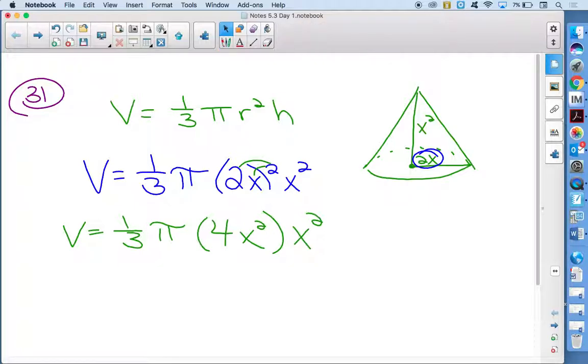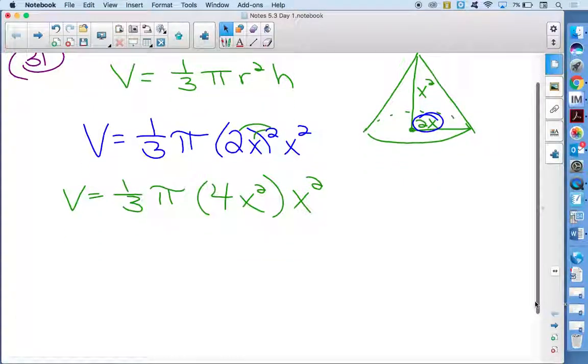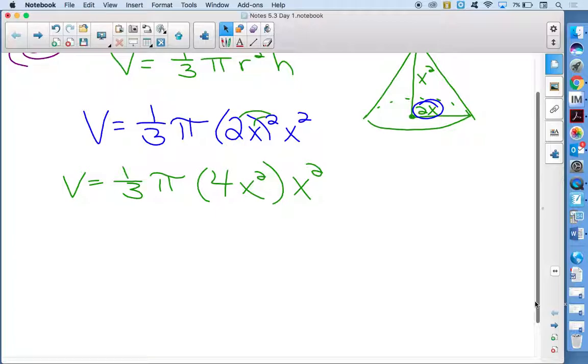Now because this is a formula, we're keeping it as a formula. Pi should stay in there. Don't calculate it as 3.14, but keep it as pi because we're not really calculating the area. We're just rewriting the formula so that we have it in terms of the x variable instead of having the r and the h. So Sarah, if we try and simplify this, what values can we combine together? 4x squared, x squared.